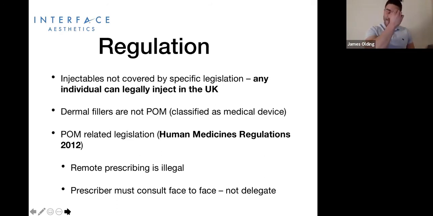However, that said, there are some clear rules and laws regarding this, for example, regarding remote prescribing, which is illegal. However, this still goes on to quite a high degree. There have been some media reports in the past where they've exposed doctors and dentists prescribing for nurses who were doing this over the phone, but the law states that the consultation with the prescriber must be face-to-face. So again, that's another really important aspect of dealing with any prescription medicine such as Botox that you should know about.